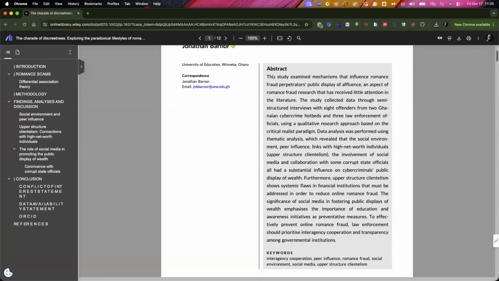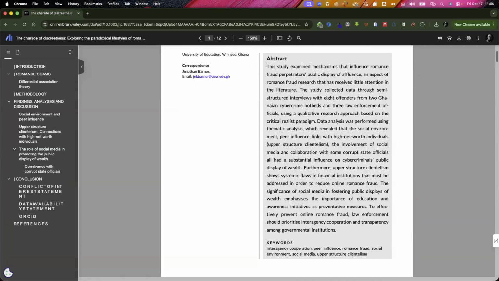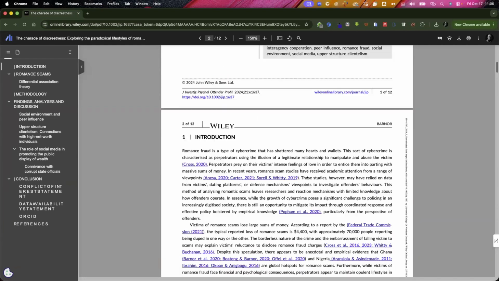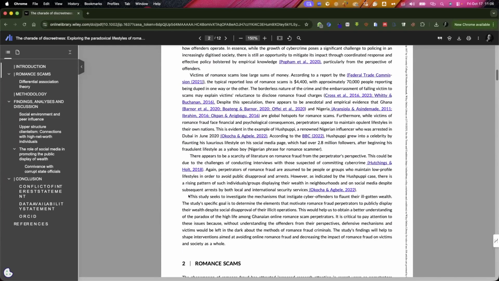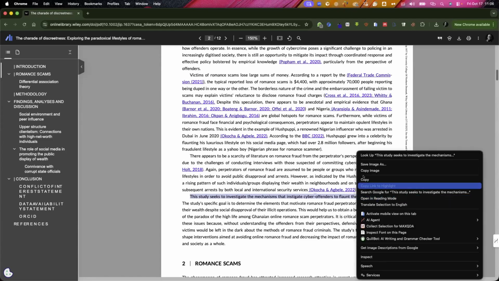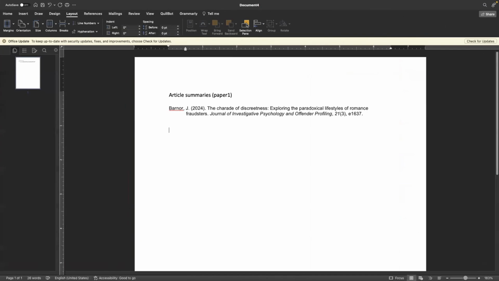So when you start reading, this study examined mechanisms that influence romance fraud perpetrators' public display of affluence, an aspect of whatever. So clearly you can tell that this is the purpose of the paper. But to confirm, look at what we are seeing here. This one line: this study seeks to investigate the mechanisms that instigate cyber offenders to flaunt their ill-gotten wealth. And so that is the purpose of the paper. So you copy this and paste it here. So you have purpose, objective, or question. In this case, you are doing purpose. If it's an objective, you can bold the objective and leave the purpose. So this is our purpose. Please, I believe you are following. Yes, we are.